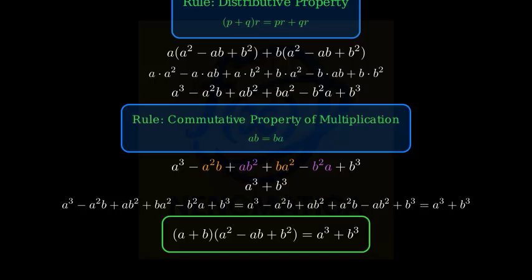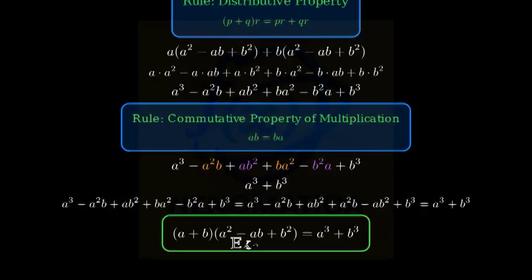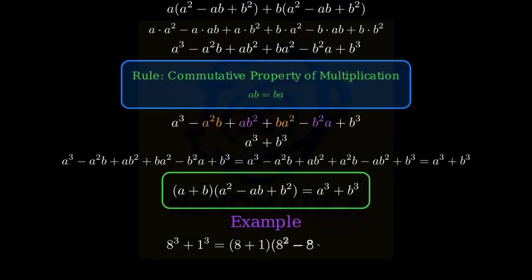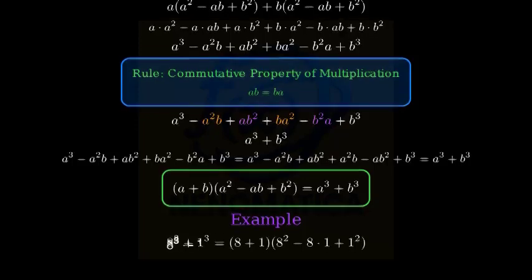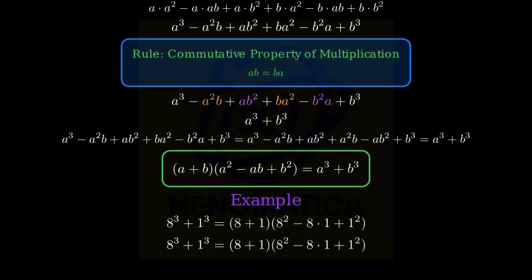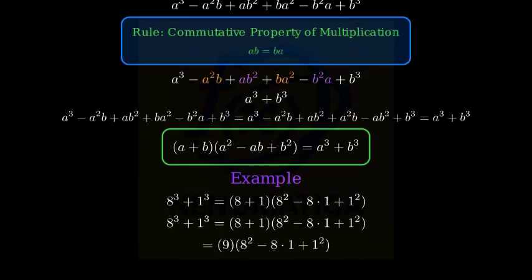Let's see a practical example of using this identity. Suppose we want to calculate the sum of 8 cubed plus 1 cubed. Using our identity, we can rewrite this as the product of their sum and a polynomial. Let's solve this step by step. First, 8 plus 1 equals 9. Then, we calculate 8 squared minus 8 times 1 plus 1 squared.